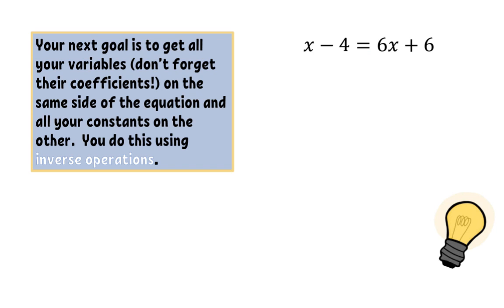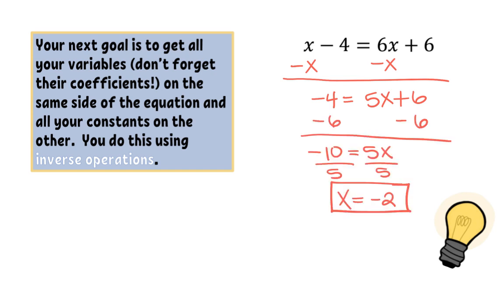It really doesn't matter which one you choose. I usually like to move the smaller value though. By subtracting the smaller value, the 1x, it means that I end up with a positive x value at the end, and I just like to use positive numbers anywhere I can. Now we've got a basic two-step equation. We can finish this out from here using our inverse operations. By finishing out the problem, we end up with an x value of -2.